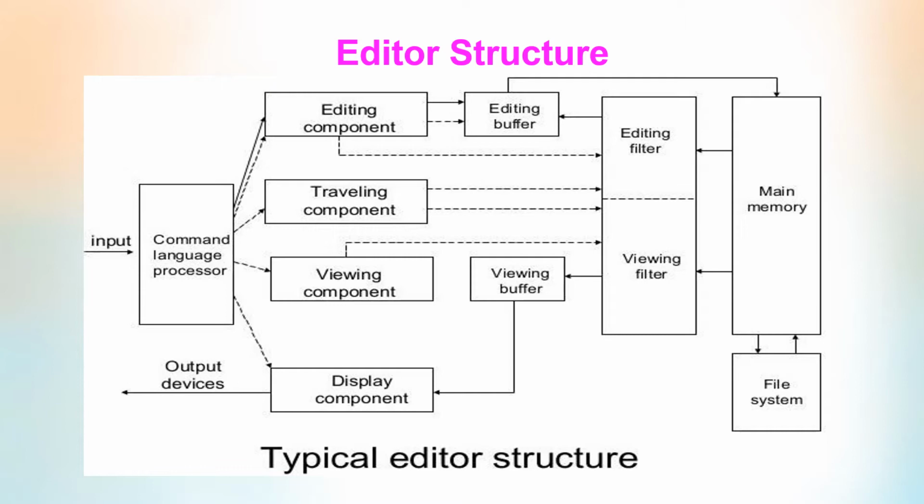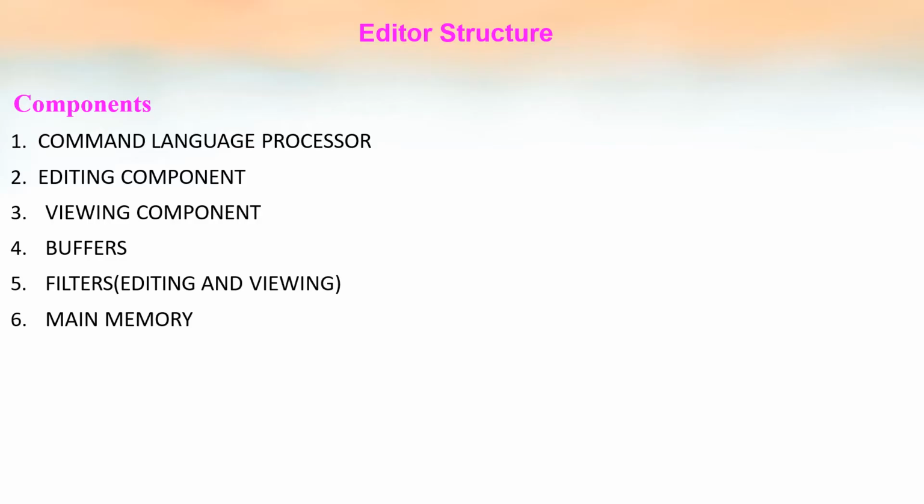Command language processor, editing component, traveling component, viewing component, display component, editing buffer, viewing buffer, editing filter, viewing filter, main memory, and the file system. The components of the editing system are listed here.